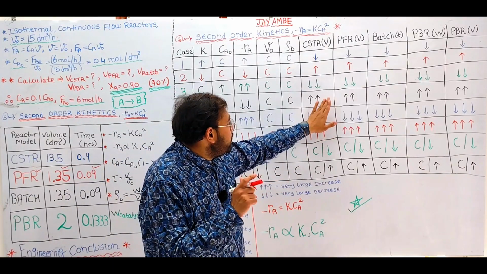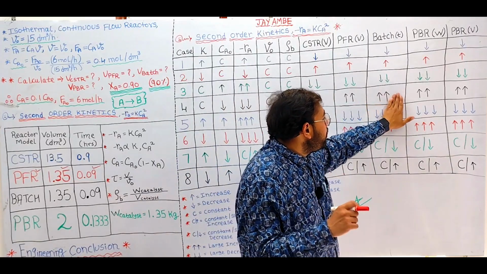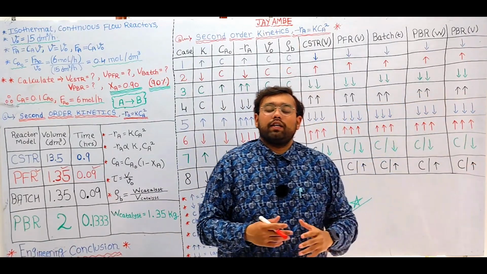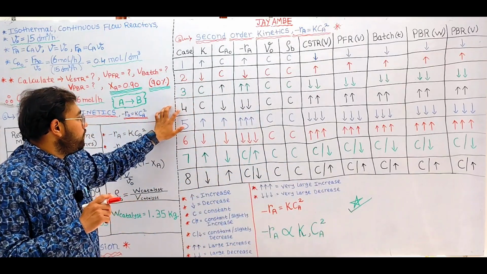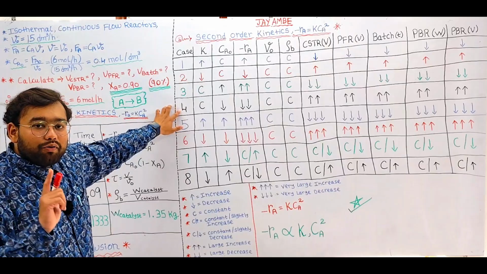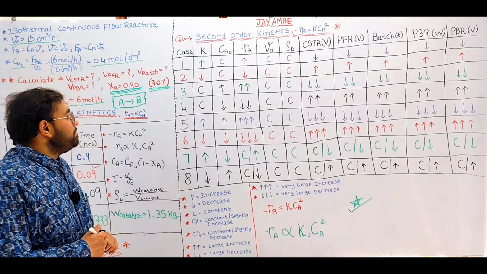So due to those reasons, the requirement of the reactor volume will increase, the space time will also increase, and the weight of the catalyst will also increase strongly in order to achieve the same desired conversion. I hope you understood. So here we have completed the fourth case. Now we'll understand the fifth case.